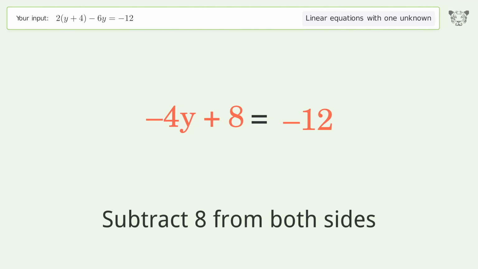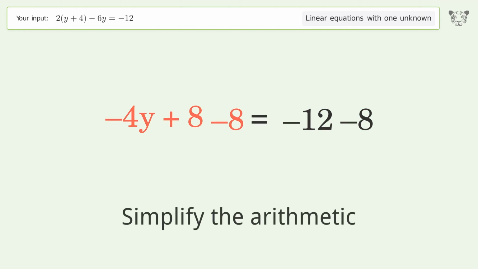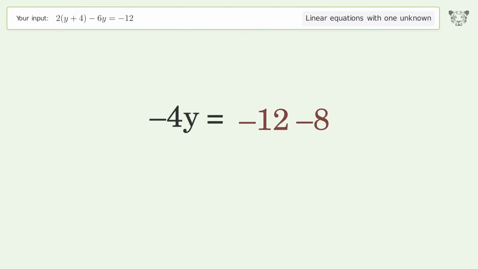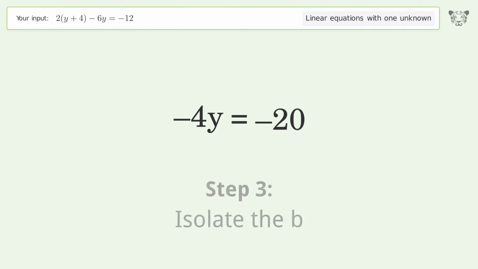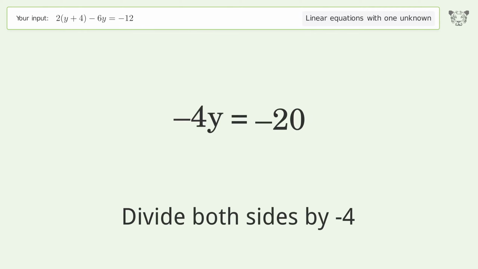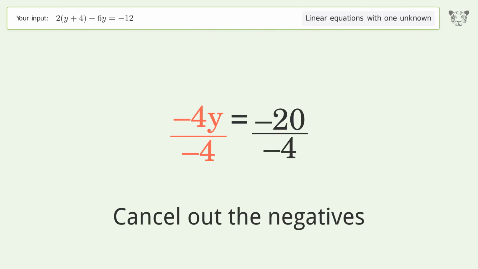Subtract 8 from both sides. Simplify the arithmetic. Isolate the b. Divide both sides by -4. Cancel out the negatives.